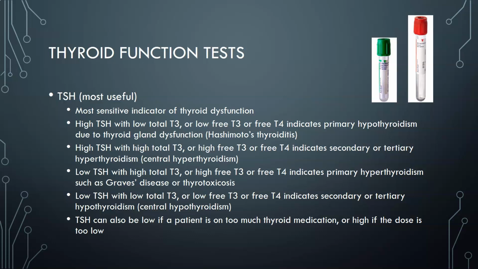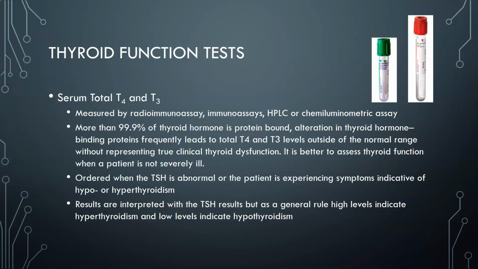If you have low TSH with a low total T3 or a low free T3 or free T4, again, you would be in secondary or tertiary hypothyroidism, or central hypothyroidism, where the pituitary or the hypothalamus is failing to produce either TRH or TSH. TSH can be low also if a patient is on too much thyroid medication, or TSH can be high if the thyroid medication dose is too low, or the patient is not on enough thyroid medication. So quite a bit here too.